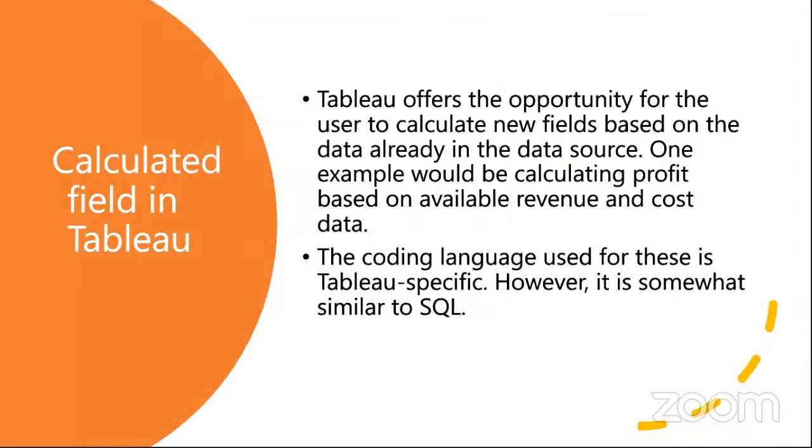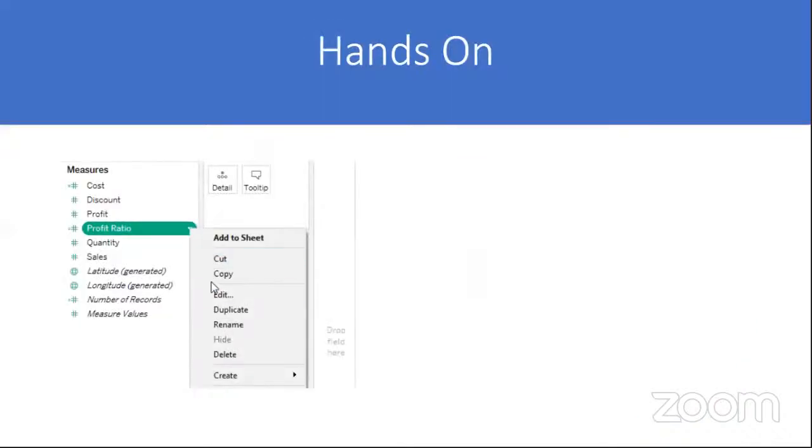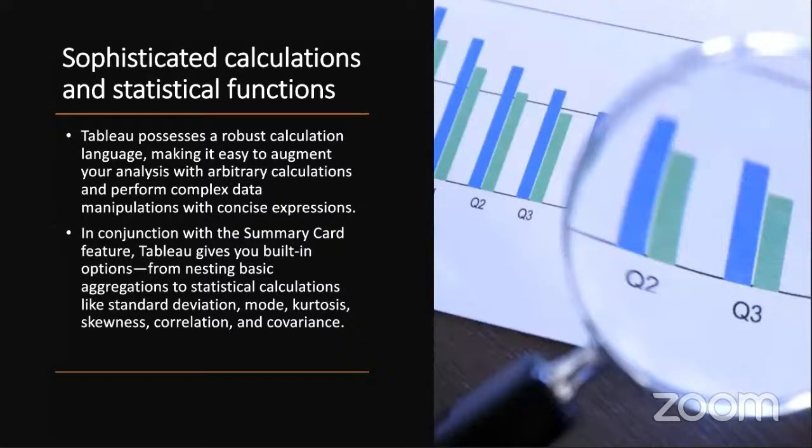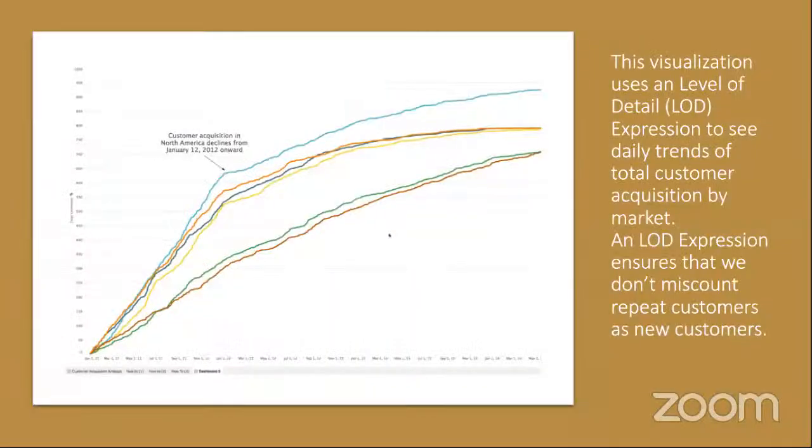Also, we have a lot of calculated fields in Tableau. As I told you, this is the specification of a calculated field also. From a mathematician's point of view, what is important is that Tableau also provides a lot of statistical calculations, like standard deviation, kurtosis, skewness, correlation, covariance. That also can be done.